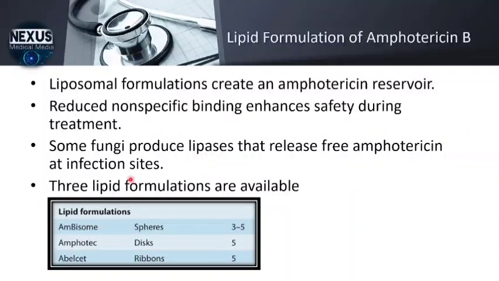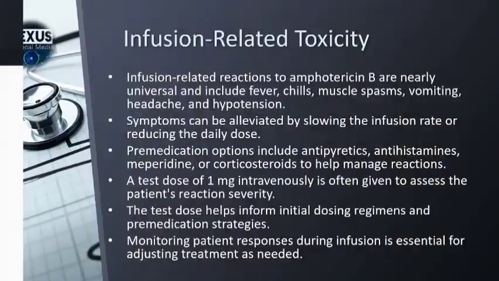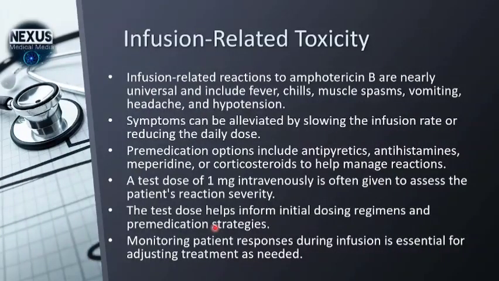of infection, right? So there are three formulations that are available: Ampisome spheres, Amphotec discs, and Abelcet ribbons, right? So Ampisome spheres are what's commonly used right now. Let's talk about the side effects, right?